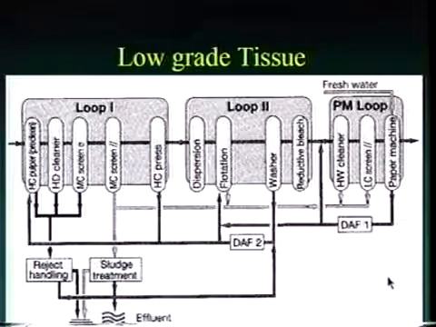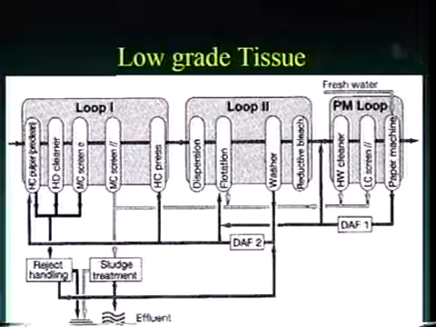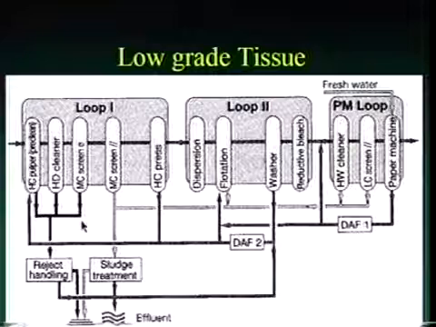Okay, now just as a couple examples, we can kind of compare low versus high-grade tissue making. In this case, again, for making low-grade tissue, we've got 3 water loops. We're going to keep them separate. We're going to introduce the fresh water in the paper machine loop. For the paper, and we're going to use our DAF here, or dissolved air flotation, to clean up some of the water, send it to loop 2, and then from loop 2, we're going to send it to loop 1.